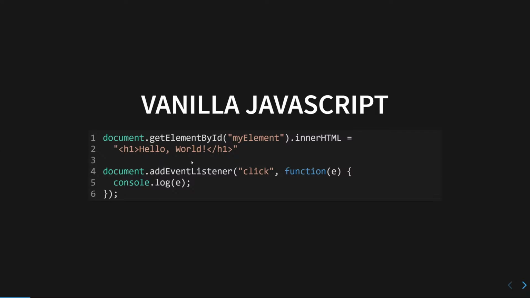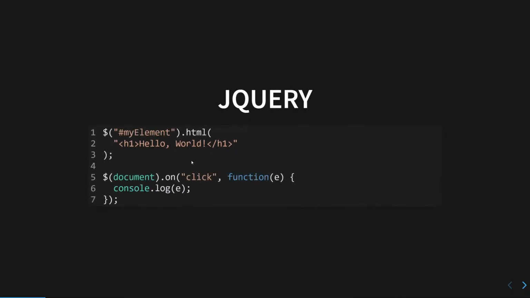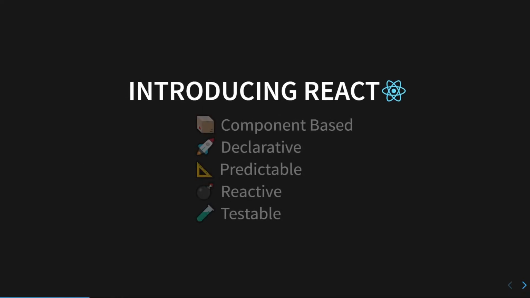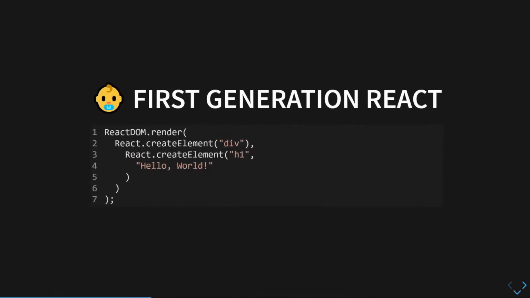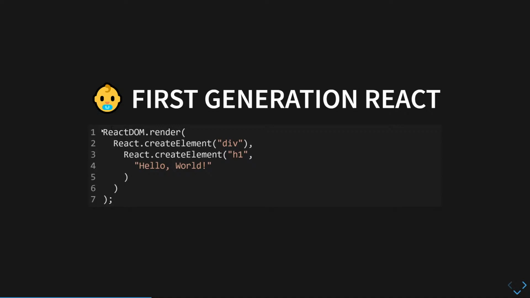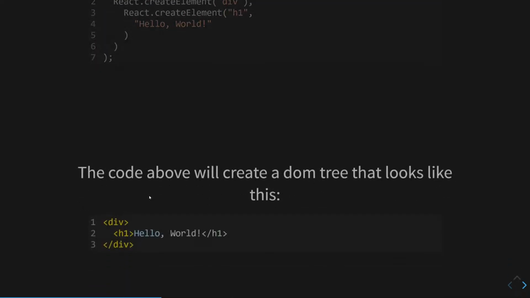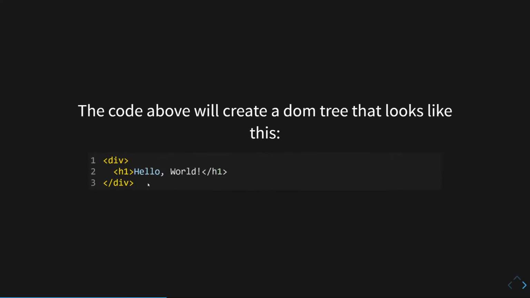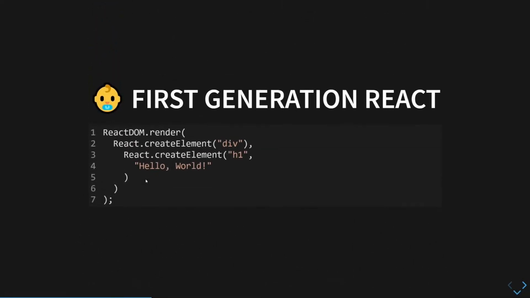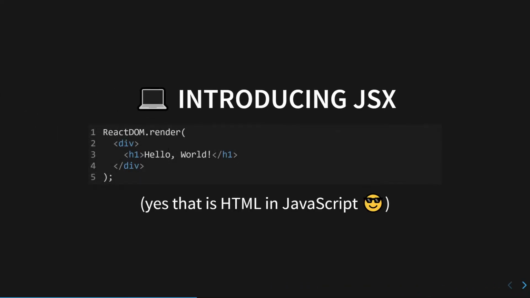Like I said, vanilla JavaScript, equivalent jQuery. Stuff I said about React. The code is really the only part you need to see here. This is what React code originally looked like when it was first released 7-8 years ago. And this is the equivalent DOM tree that it creates. Okay, now we should be caught up again.